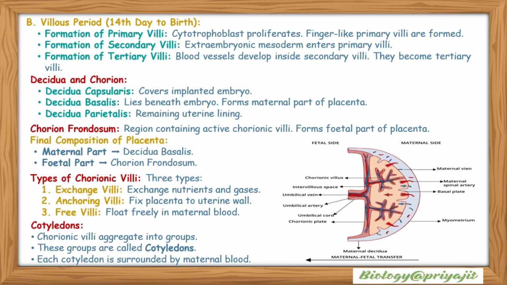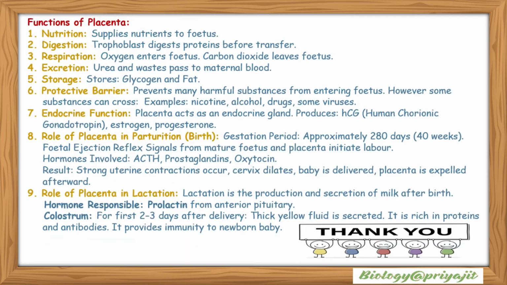Types of chorionic villi, there are three types: exchange villi, exchange nutrients and gases; anchoring villi, fix placenta to uterine wall; and free villi, float freely in maternal blood. Cotyledons: chorionic villi aggregate into groups. These groups are called cotyledons. Each cotyledon is surrounded by maternal blood.